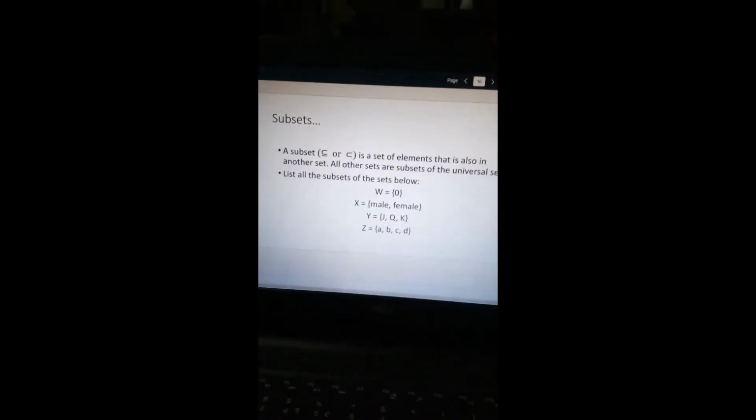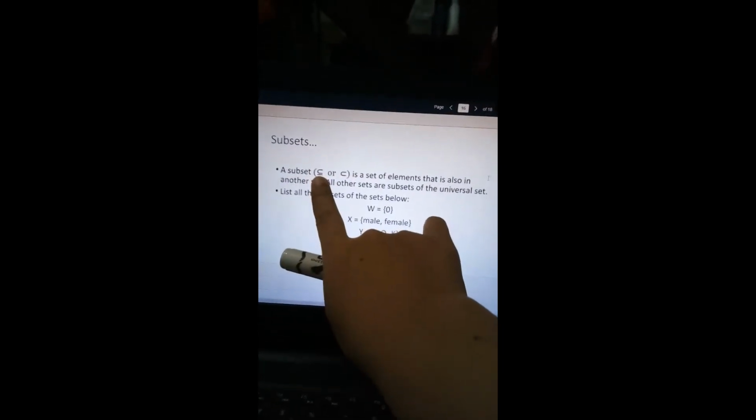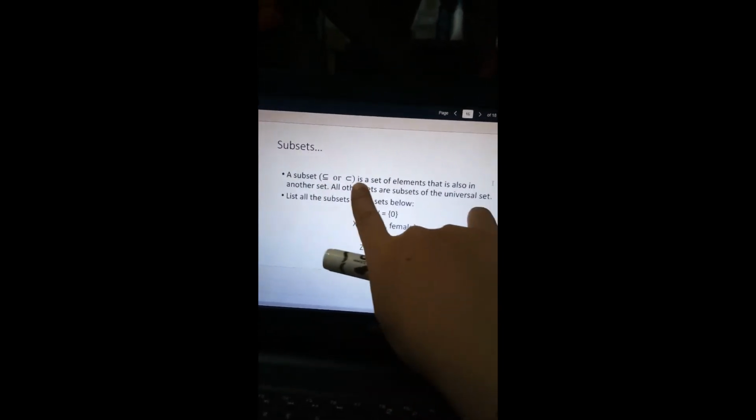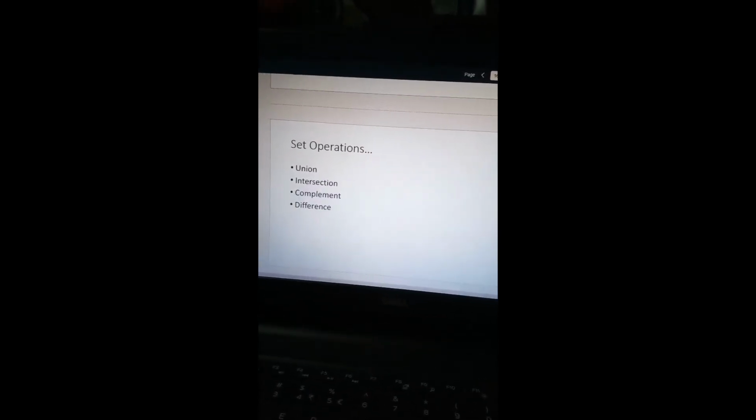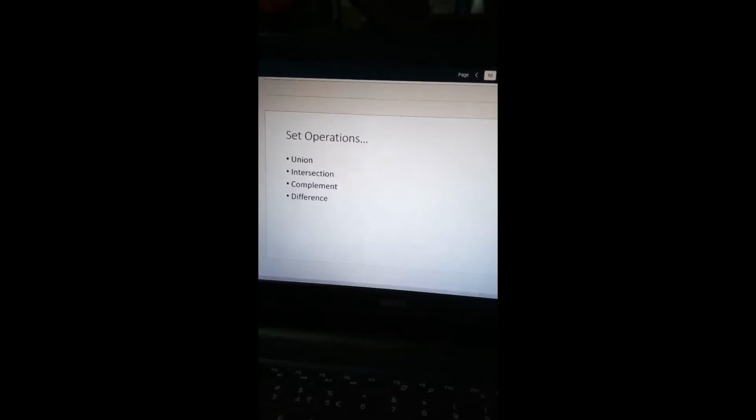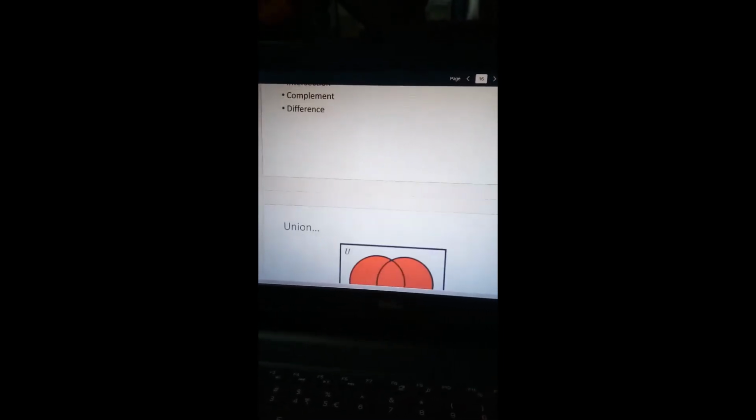Okay, next concept, we have your subsets. That is the symbol. We have your proper and then improper. It says there is a set of elements that is also in another set. So this is just a subset of your universal set. Next, set operations tayo. I'm just going to focus on 4 major operations: your union, intersection, complement, and then your difference.